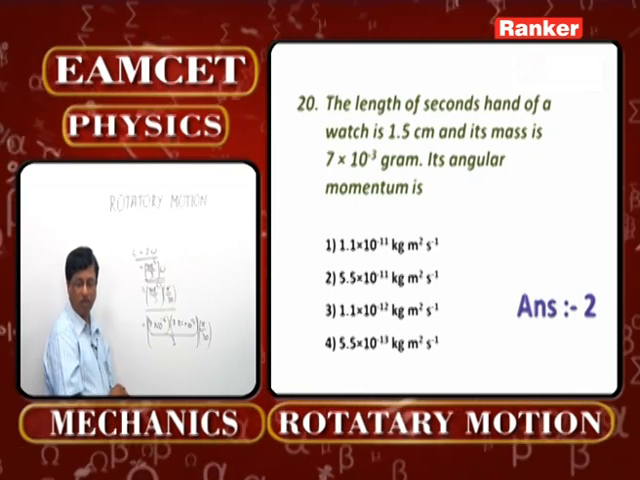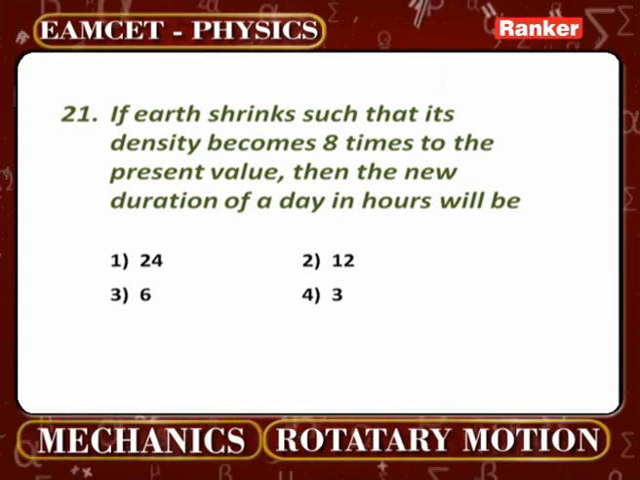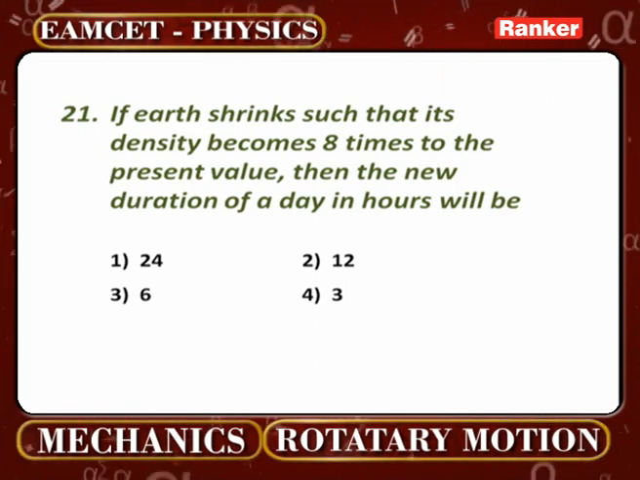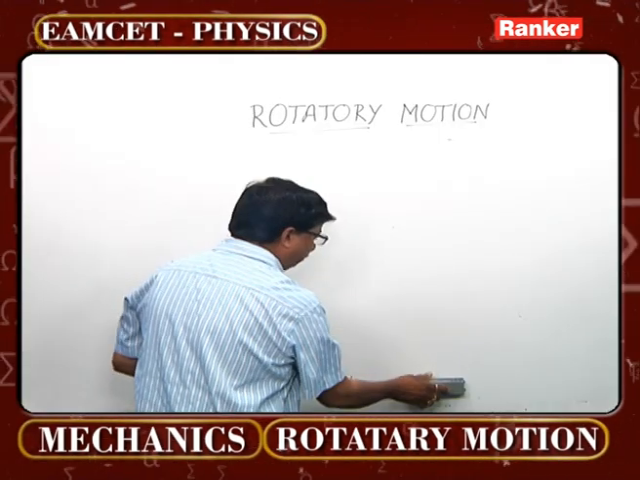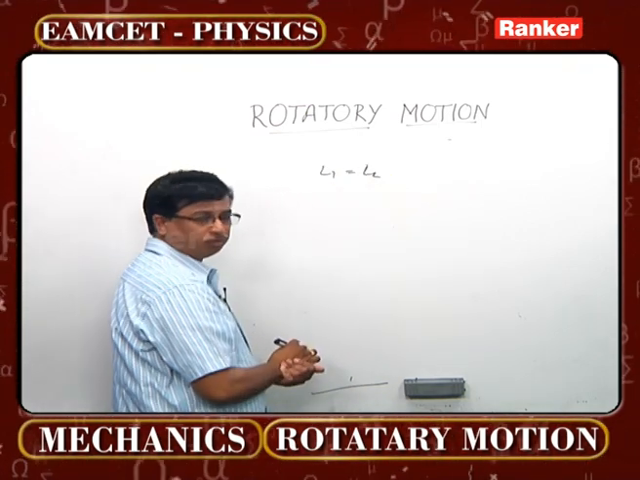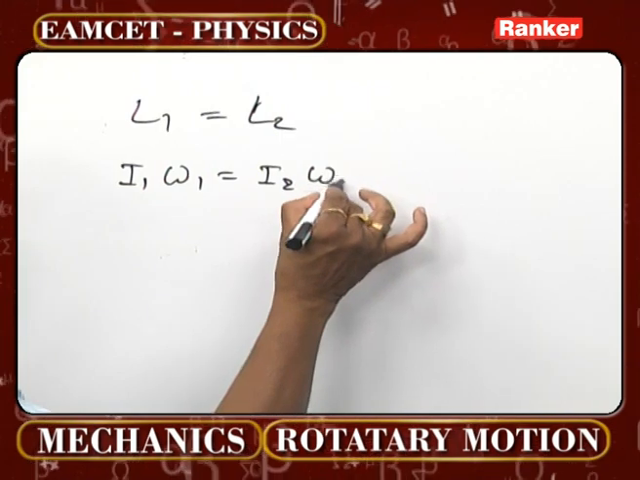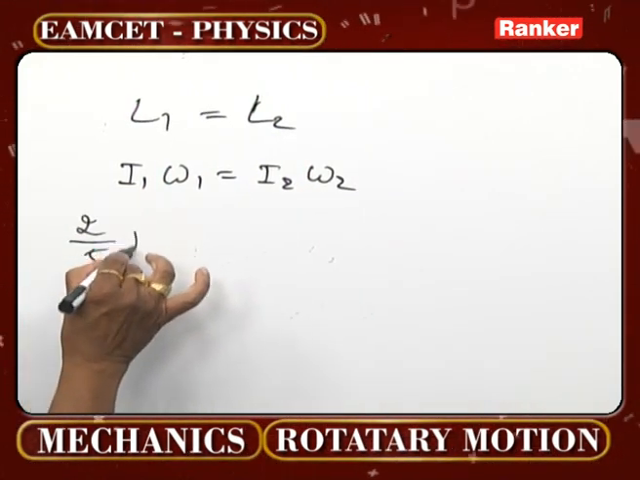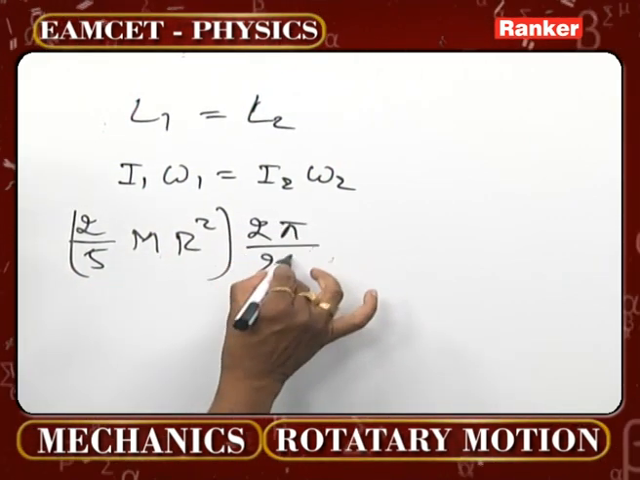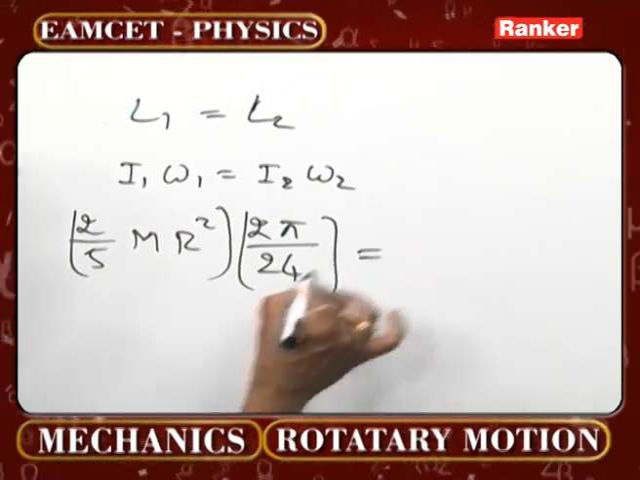Now let us come to the next number, that is problem 21. If Earth shrinks such that its density becomes 8 times the present value, then the new duration of the day in hours will be how much? Earth is spinning on its own axis, means definitely the angular momentum of that particular Earth is supposed to be constant. That means I1 omega 1 must be equal to I2 omega 2. What is I1? 2 by 5 mr square into omega 1. It is 2 pi by 24 hours, it takes 24 hours to complete one rotation, we all know that, is equal to what?